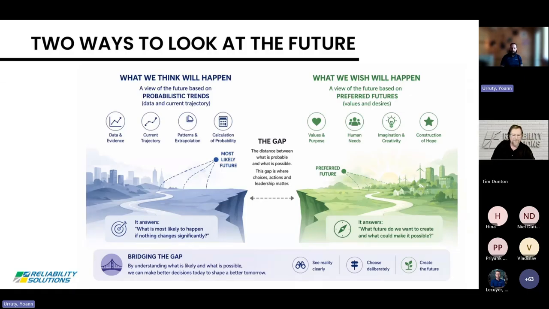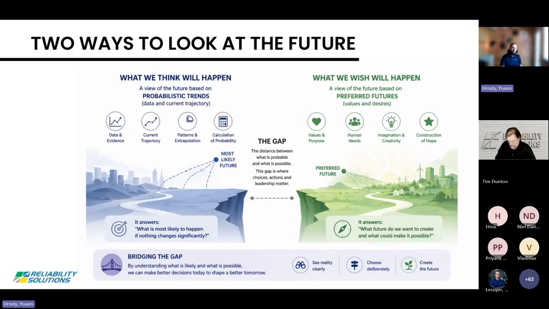We don't know exactly what's going to happen. So there's always a difference between what we think will happen and what we wish will happen. And we'll try to make the difference within that webinar.